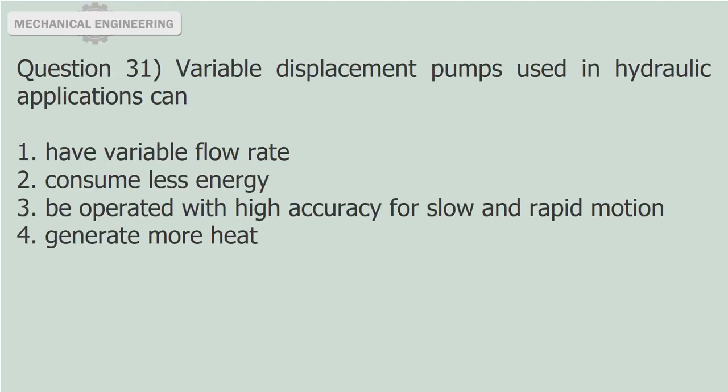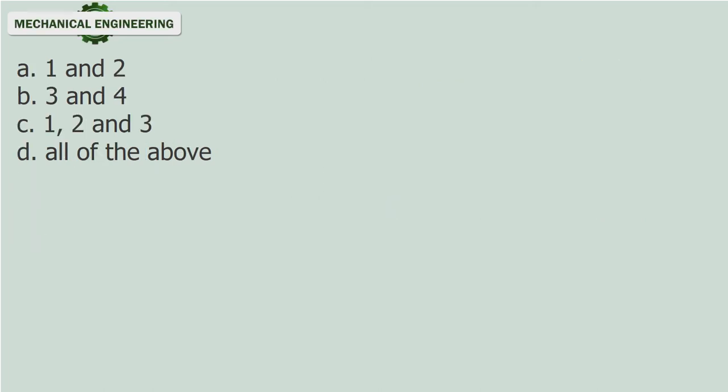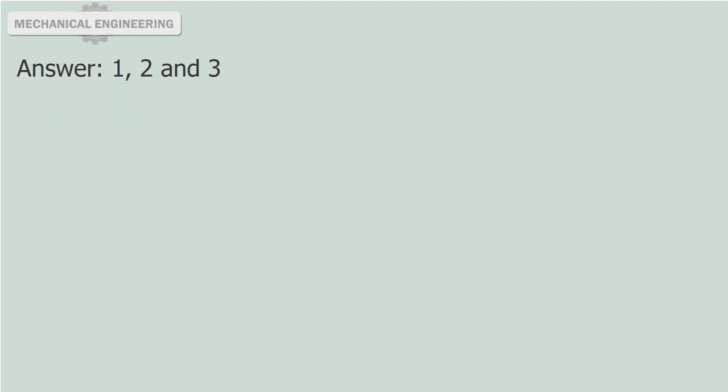Question 31. Variable displacement pumps used in hydraulic applications can 1. Have variable flow rate. 2. Consume less energy. 3. Be operated with high accuracy for slow and rapid motion. 4. Generate more heat. A. 1 and 2. B. 3 and 4. C. 1, 2 and 3. D. All of the above. Answer: 1, 2 and 3.